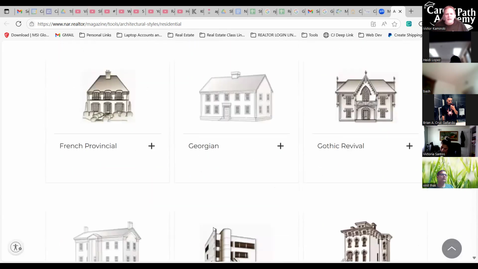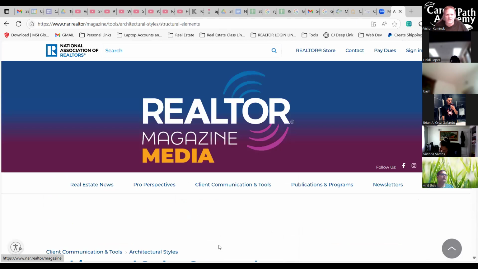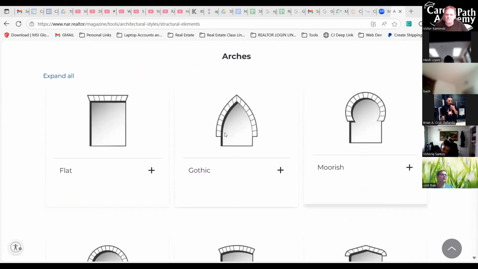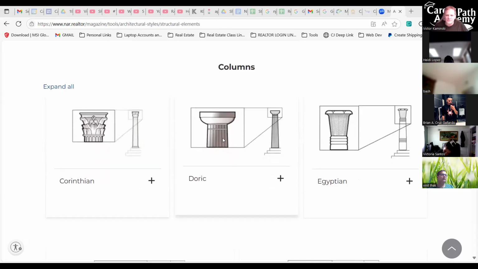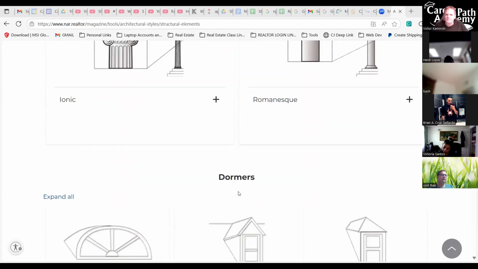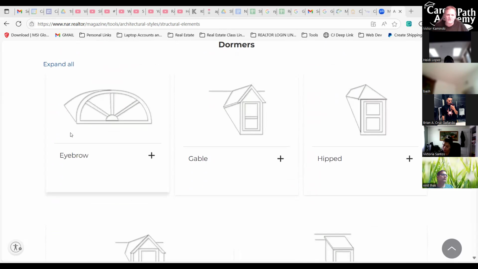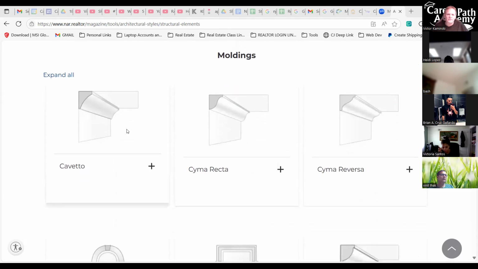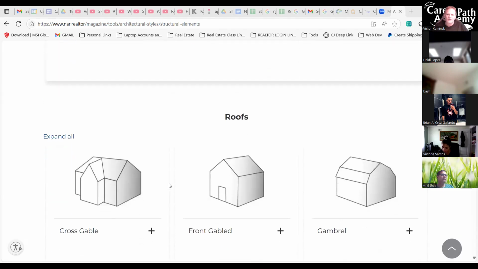Okay. And then they have a little guide here for architectural structural elements. And if you were to click on that, you could see like the different styles of arches above windows. The different styles of columns. Different dormers that go on roofs, like the window styles that stick out of roofs there, the different styles here. Different types of moldings. Different styles of roof.